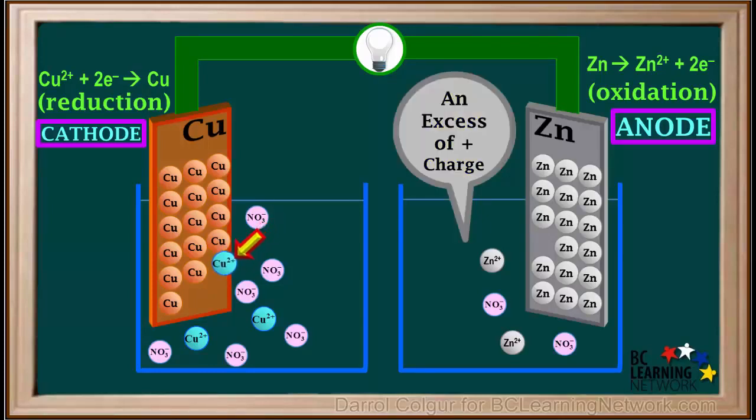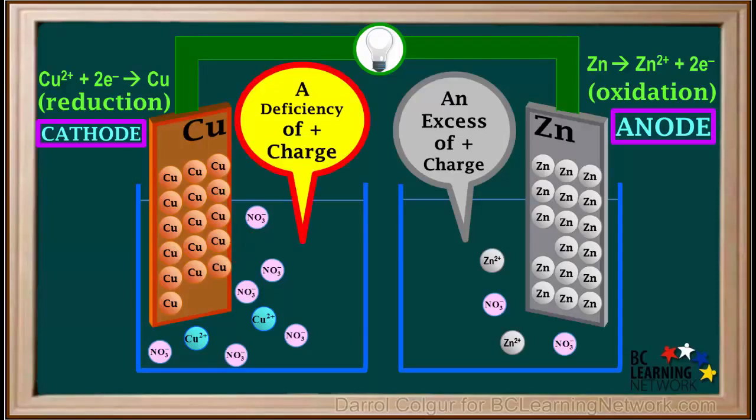And looking at the cathode on the left, as copper cations leave the solution and attach to the metal, forming copper atoms, a deficiency of positive charge would develop in the copper 2 nitrate solution. Notice we have a total of 4 positive charges and 6 negative charges on the ions depicted in this solution.